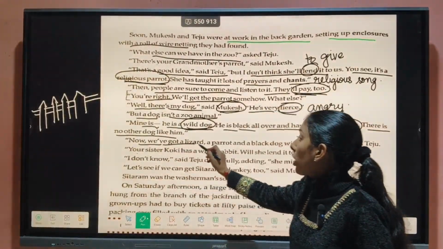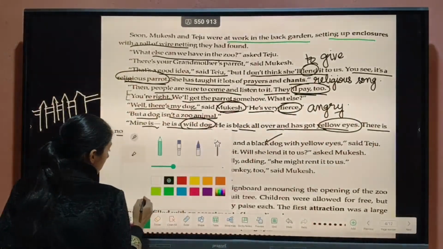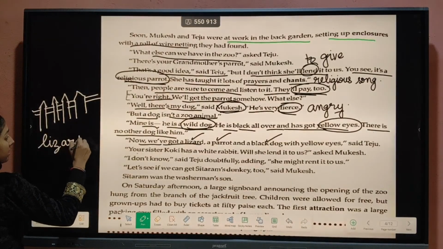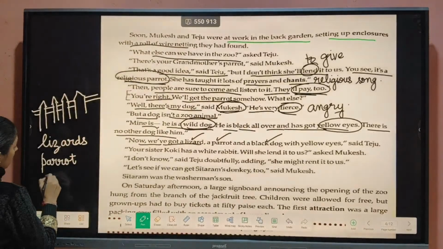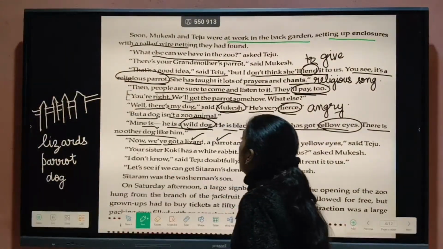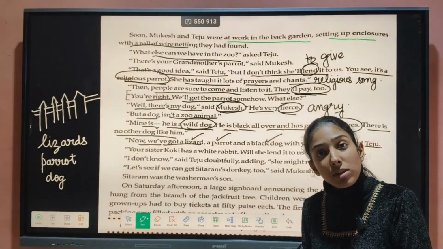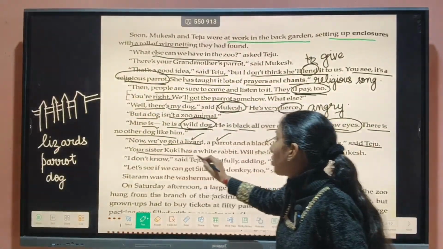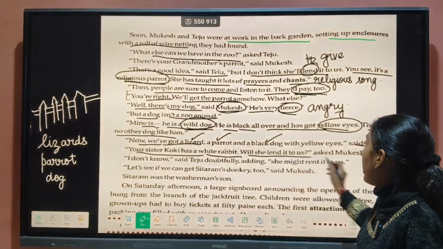Now we have got a lizard, a parrot and a black dog. Till now which animals they are having? They are having lizards, religious parrot of Teju's grandmother and Mukesh's dog. Okay? Said Teju. Teju said we have collected 3 animals. One is the lizard, parrot and the dog. Your sister Koki has a white rabbit. Now, what happened? Will she lend it to us?